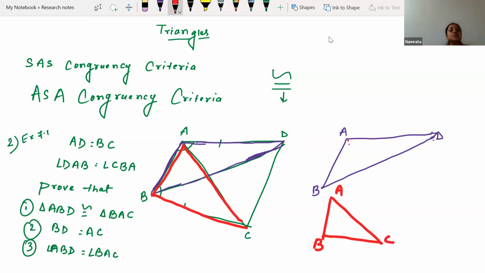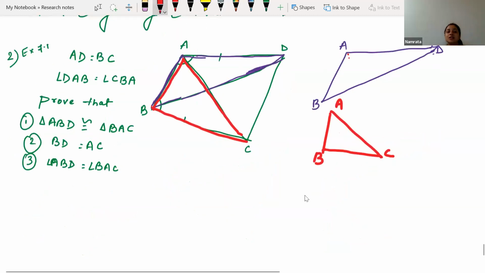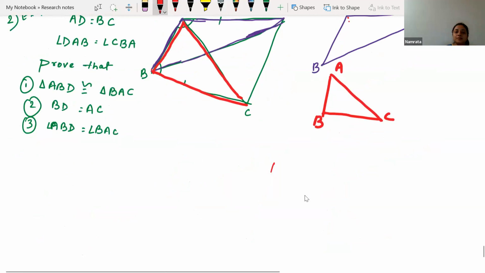Now we will see what is given the same in these two triangles. Two rules we already have in hand. One is side angle side, another is angle side angle. So basically we need three pieces of information to say that these two triangles are congruent with each other. So what information do we already have in hand? Let's list it down.